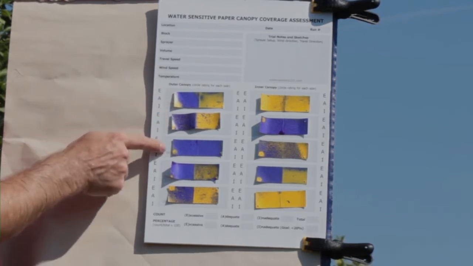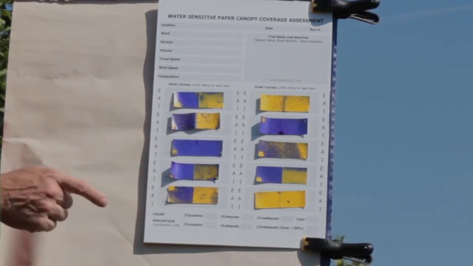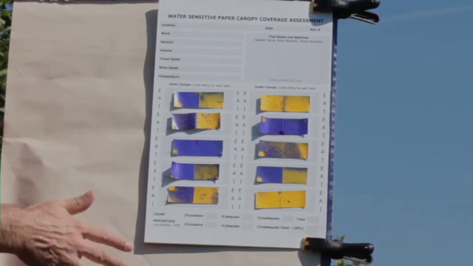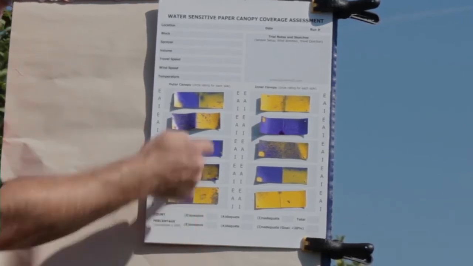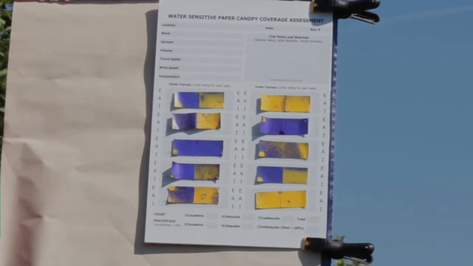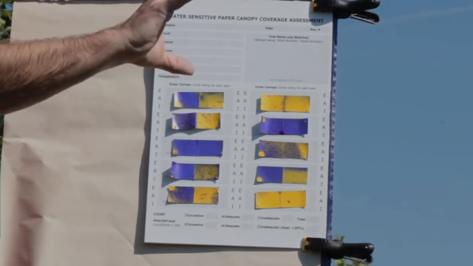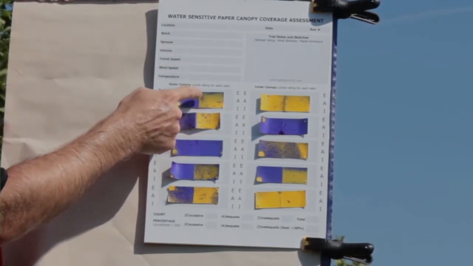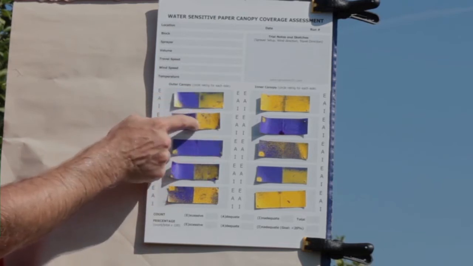Excessive, excessive, excessive, excessive, excessive. Good coverage. Yeah, well, you got the kill, but what a waste. On the other side, and this would be facing into the tree, so this is a little trickier to hit because the spray has to come all the way through the canopy to get to this outer surface of the canopy. I wouldn't say that's good coverage at all. That's an inadequate. Believe it or not, that's adequate.